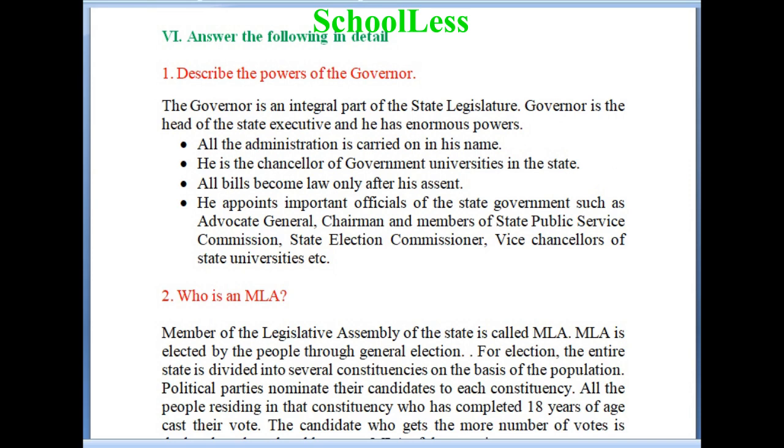He is the chancellor of government universities in the state. All bills become law only after his assent. He appoints important officials of the state government such as Advocate General, Chairman and members of the State Public Service Commission, State Election Commissioner, Vice Chancellors of State Universities, etc.